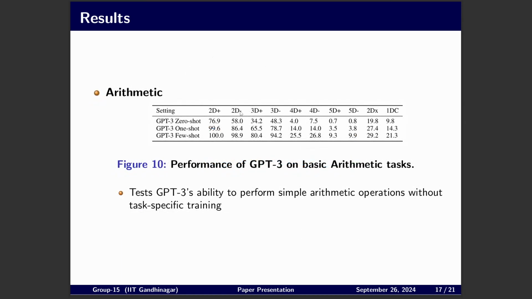So arithmetic: here we are checking 2-digit addition, 2-digit subtraction, 3-digit, and so on, as you can follow from the nomenclature in the table. And this is the performance of GPT-3 in 0 shot, 1 shot, and few shot. This tests the model's ability to perform arithmetic operations, and this is happening without task-specific fine-tuning. Okay, there is no fine-tuning being done on the model. We simply pre-train it, give it a few examples of 2-digit addition, 3-digit addition, or subtraction, and then we give it the question that we want it to perform. The performance is generally fairly good.